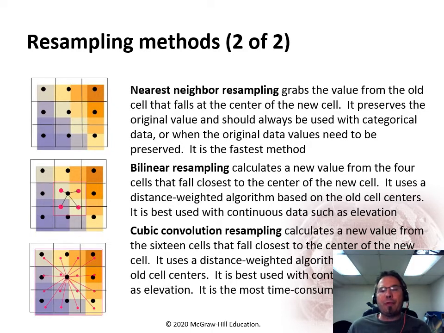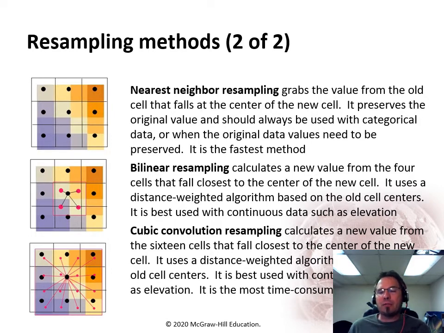And if you look through the explanation here, the nearest neighbor resampling is best used with categorical or discrete data. It's the fastest method for any type of raster, okay? However, the second two, the bilinear and the cubic convolution, require more computing power, but they are more designed for continuous surfaces, things like elevation, precipitation, and stuff like that.